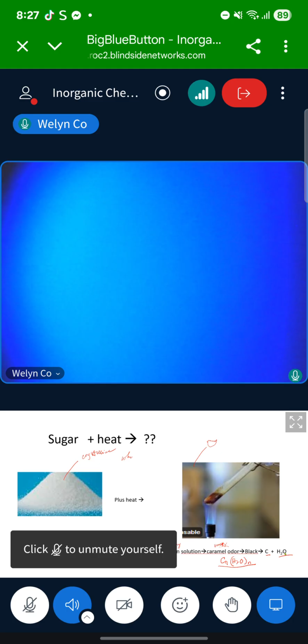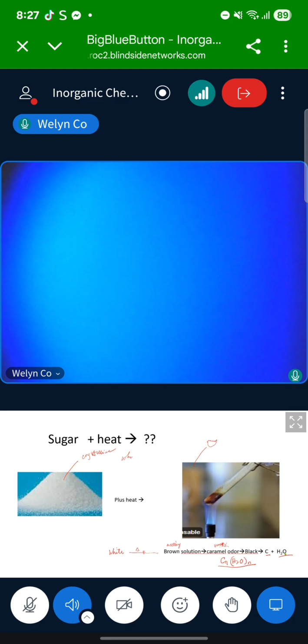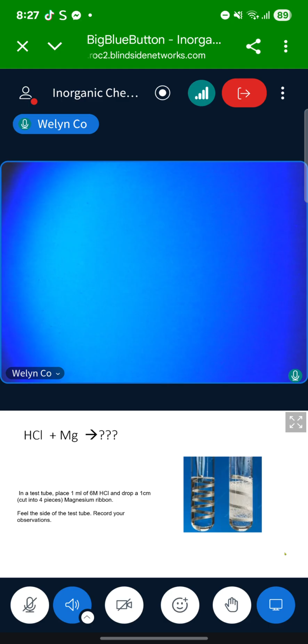What type of change? Chemical change. Bakit chemical change? The property of the product is not the same as the identity before it was heated. Okay? The next is you have your 6 molar HCl and your magnesium ribbon.